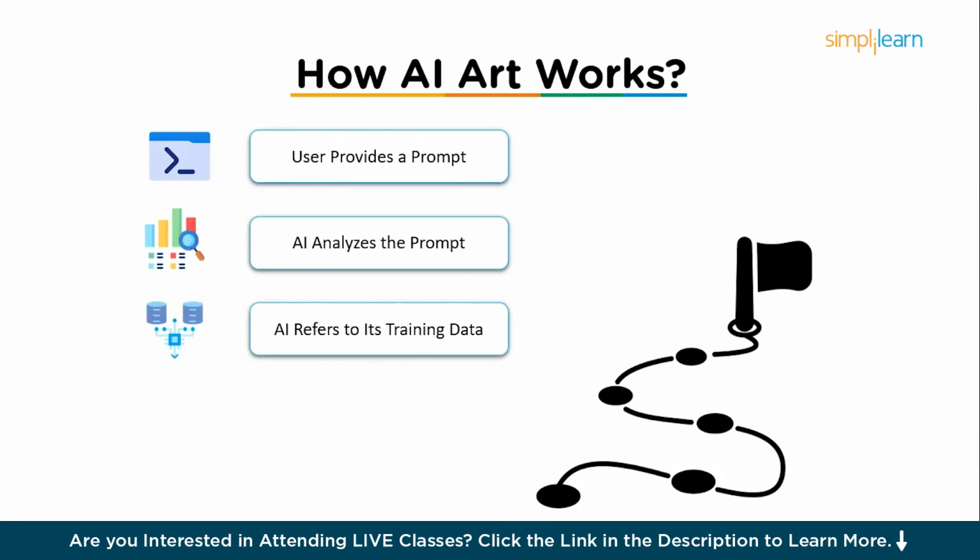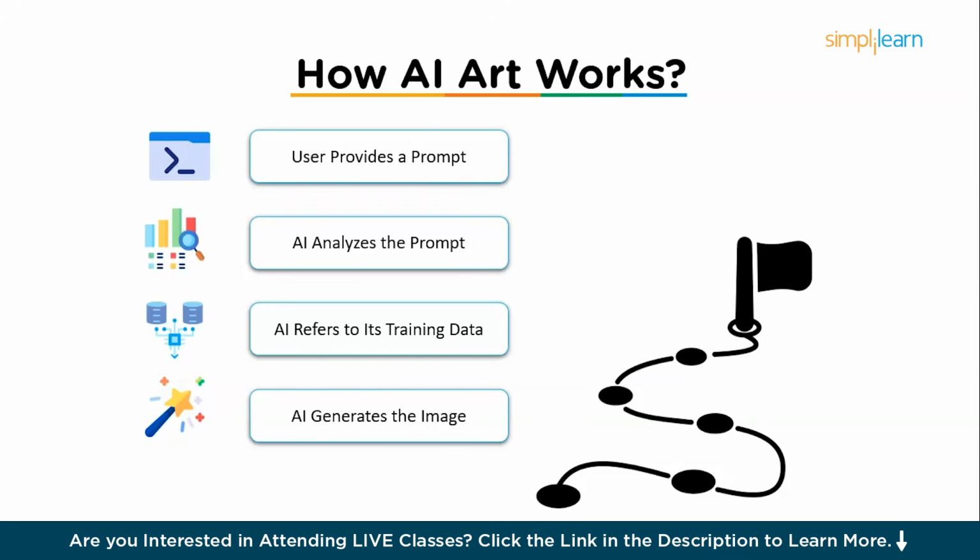Then the AI refers to its training data. It has been trained on millions of images, so it knows what different objects, colors, and styles look like. Next, the AI generates the image. It combines different elements based on your description and creates a completely new image. Then comes the final output. The AI presents the image, and users can tweak the prompt for different variations.